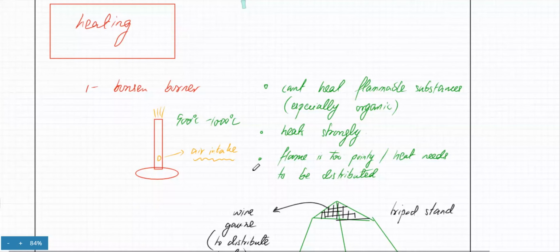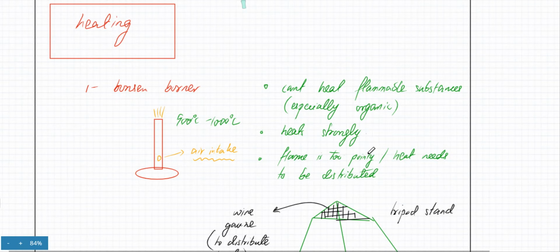Now the issue with a Bunsen burner is you can't heat flammable substances. It's like a question, why can't you heat a flammable substance? Why can't you heat petrol with it? So they catch fire. The other drawback is that it heats very strongly, so you can only use it if strong heating is needed. And the flame is too pointy, so the heat is very concentrated at a very specific area. So heat needs to be distributed.